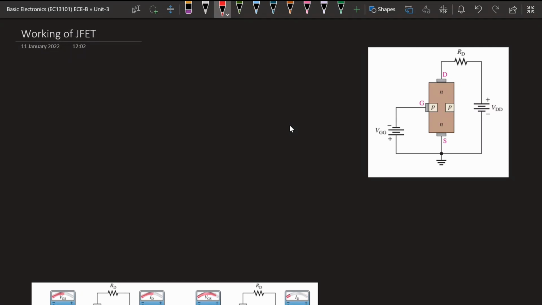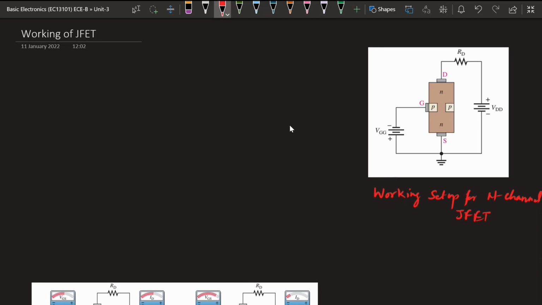So this is the working setup in case of a JFET, and if this is an N-channel JFET, we can write it as the working setup for an N-channel JFET. Here we will be providing a negative gate voltage to the gate. This gate needs to be reverse biased if this JFET is going to operate.